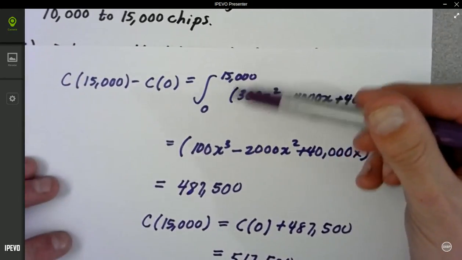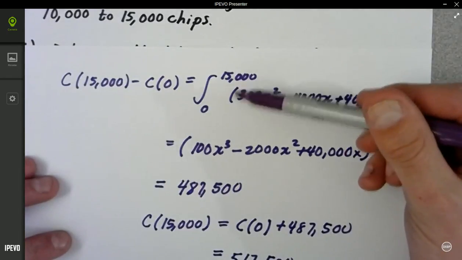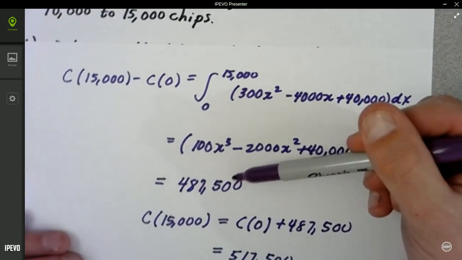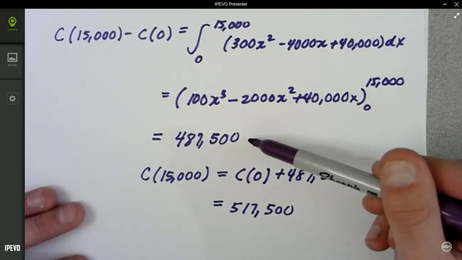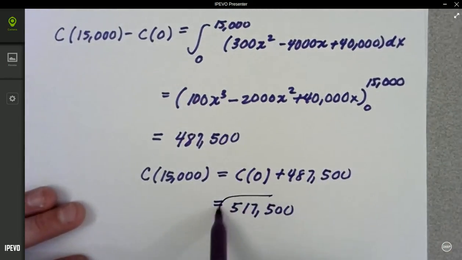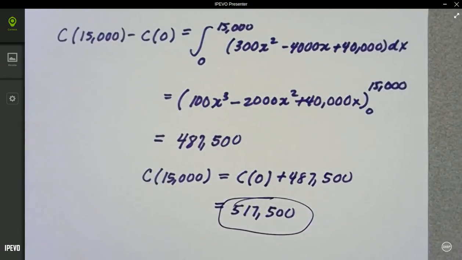Because you found out the cost from 0 to 15,000, the marginal cost to produce all of that was $487,500. But don't forget the startup fee, which was $30,000. So that's where you add $30,000 to that $487,500, and you get this. Okay, so that's an example of marginal cost and its relation to net change, or the net change and integrals.